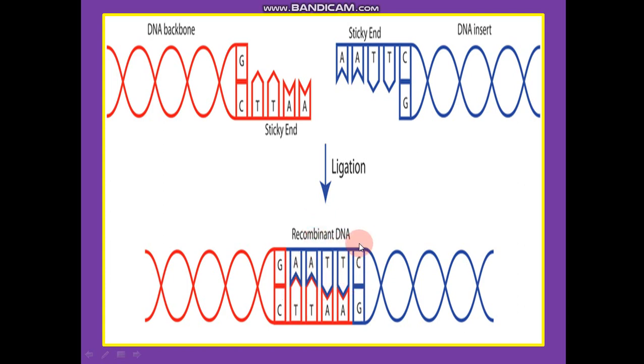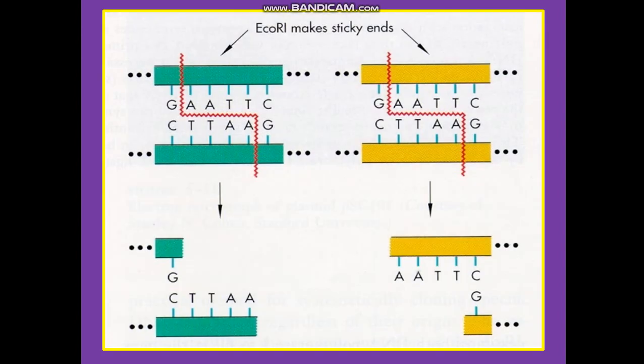Can you see the change in the color? Here the blue portion is coming from the DNA insert and the red portion is the host DNA. So we have incorporated our gene of interest into the host DNA. So this is recombinant DNA which we have created. Interesting? Okay, moving forward. Again, one more example.